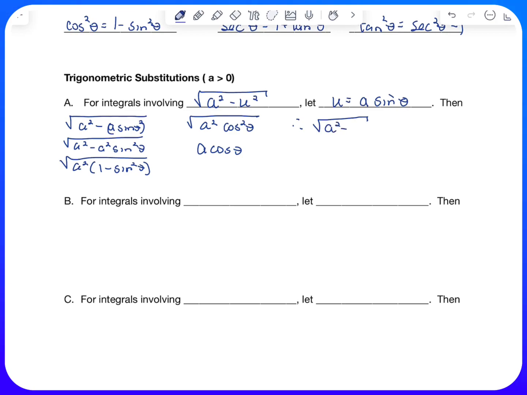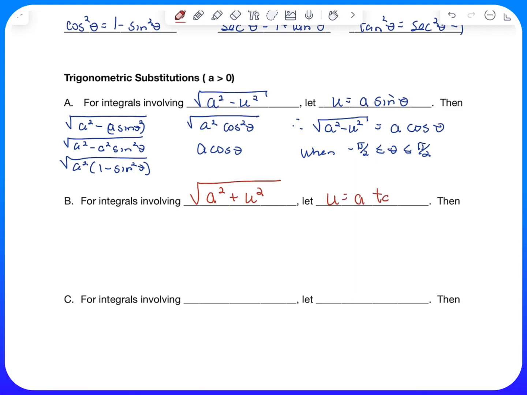So the square root of a squared minus u squared is equal to a cosine theta when u is equal to a sine theta. And again, because of the limitations of our inverse trig functions, the inverse sine is between negative pi over 2 and pi over 2.